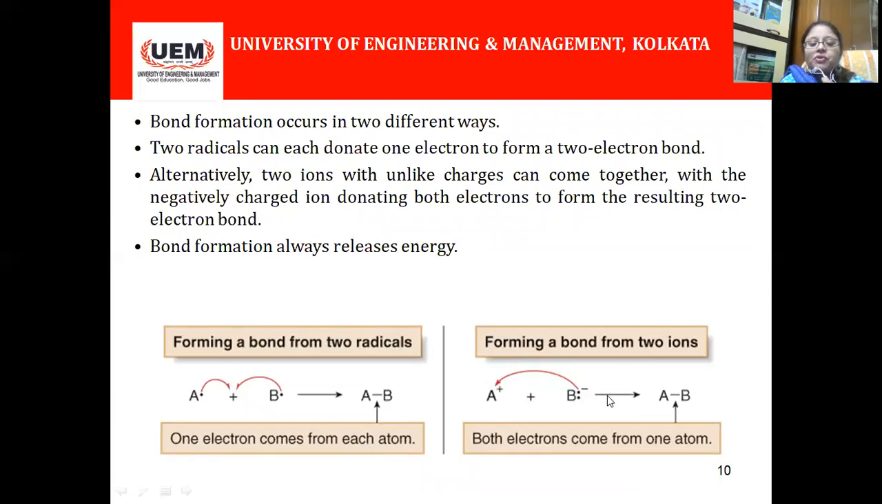On the contrary, if you have ions, that is positively charged ion and negatively charged ion, what will happen? A is lacking electron, but B is rich in electron. So, both the electrons will come from B and it will share the electron pair. AB will share the electron pair. So, bond formation also may occur in two ways: by equal donation of electron or by unequal donation of electron. And bond formation always releases energy, because after bond formation it will get some kind of stabilization.